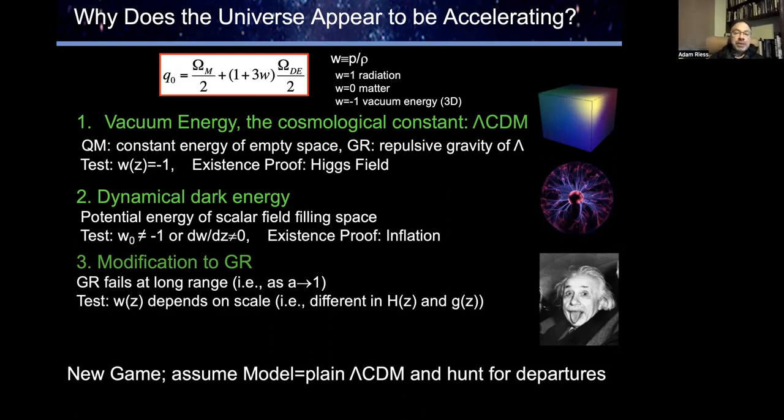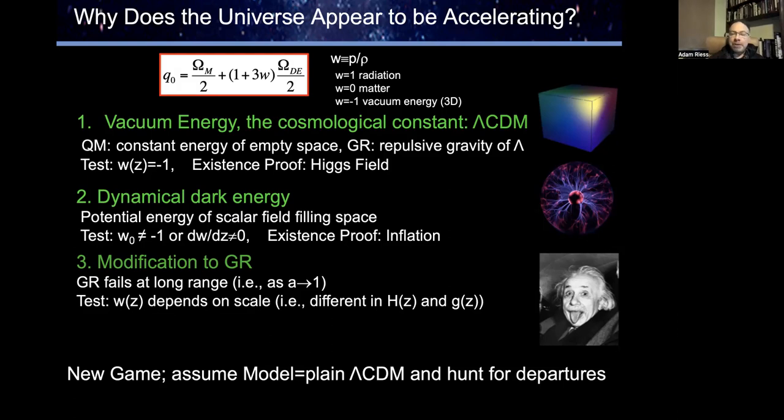The second possibility is a dynamical dark energy. So that means that there would be a scalar field perhaps in space, and the potential energy of that field could temporarily act like we had a cosmological constant, could cause the accelerating expansion. Another possibility is a modification to general relativity on large scales. And we are trying to test all these possibilities.